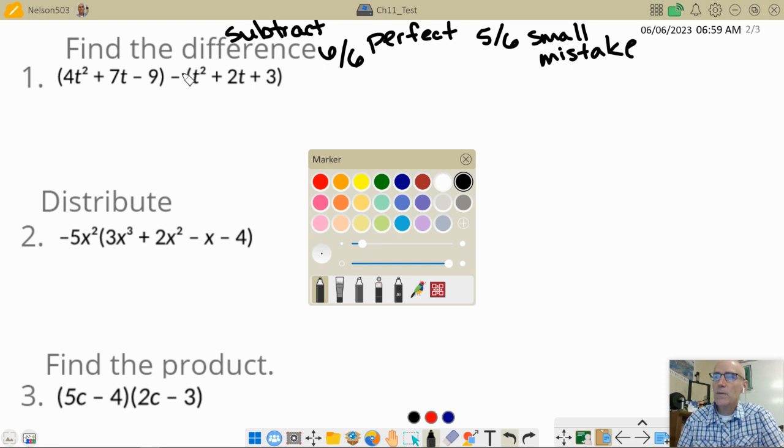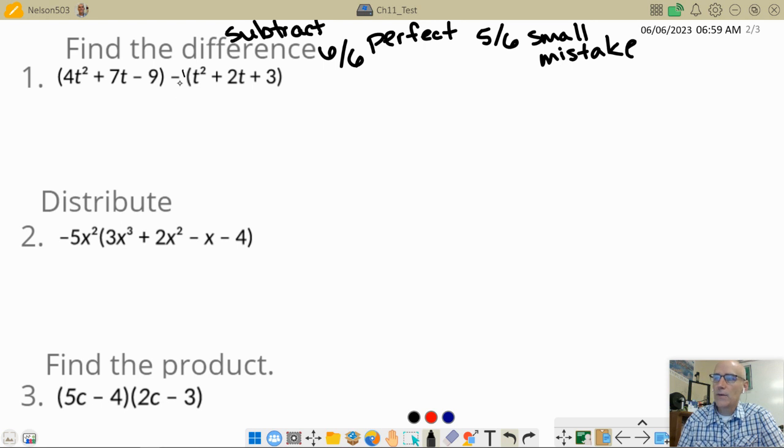Well, you could think about it as a -1 right here, and I need to distribute the -1 through this whole trinomial over here. And so it becomes -t squared minus 2t minus 3. And then you can get rid of the parentheses altogether. So we got 4t squared over here, right? Plus 7t minus 9. And now we're looking for like terms.